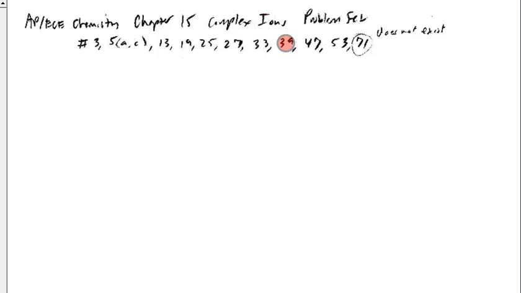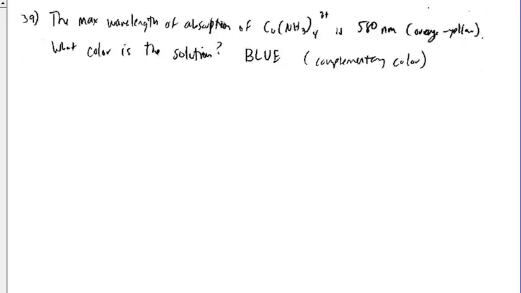Let's take a look at problem number 39. In problem 39, you're told that the maximum wavelength of absorption for tetraamine copper 2 ion is 580 nanometers, and that's in the orange-yellow range. You're asked what color is the solution. This is one that we actually worked with in the lab, and it should be the complementary color. The complementary color to the orange-yellow is a blue color, so this should be blue.